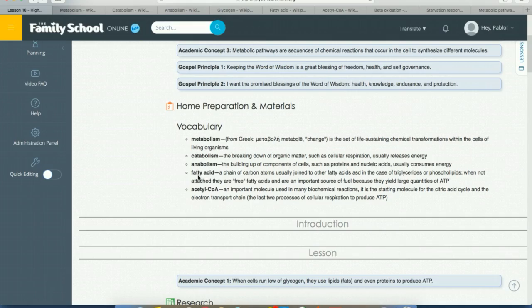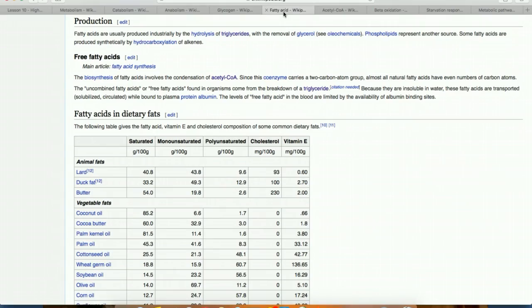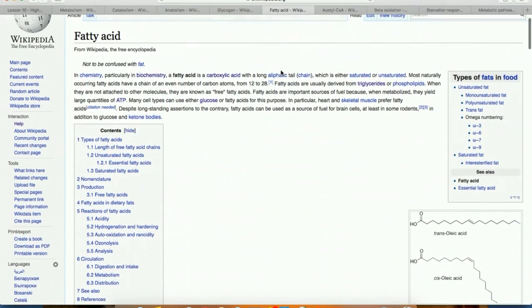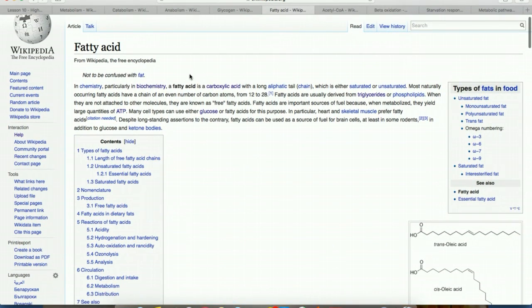Okay, so somehow these fatty acids, let's look them up also in Wikipedia. These fatty acids can be used for energy. A fatty acid is a carboxylic acid with a long, I don't know, saturated or unsaturated chain. I've heard of that, about saturated fats and unsaturated fats. Most naturally occurring fatty acids have a chain of an even number of carbon atoms, from 12 to 28. Okay, fatty acids are usually derived from triglycerides or phospholipids.